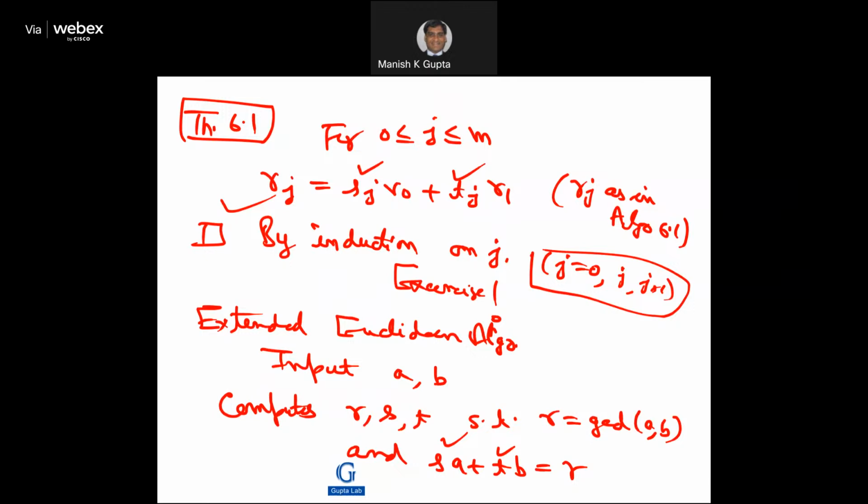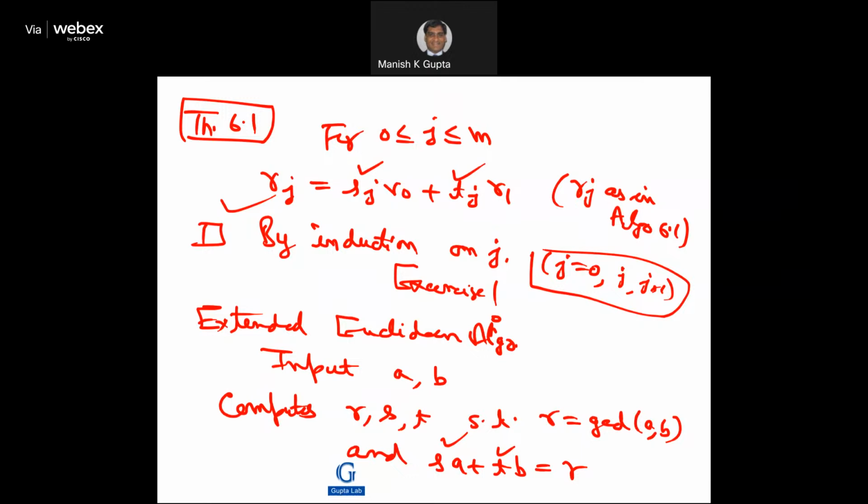Once we have this, there is this result we can obtain for each j between 0 and m. These Rj's are nothing but linear combinations of R0 and R1, where Sj and Tj act as the linear combination coefficients. So Rj is as in that previous algorithm, okay. And the proof, I am not giving it; it is by induction on j. I am skipping the proof, and leaving it as an exercise for you. You assume that the result is true for initial values, and then assume it for some j, and then prove it for the next j.